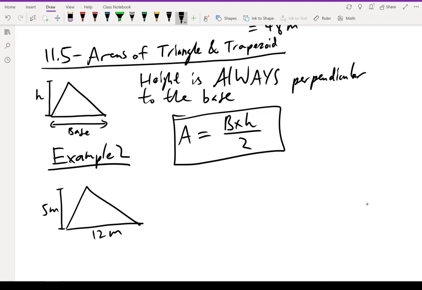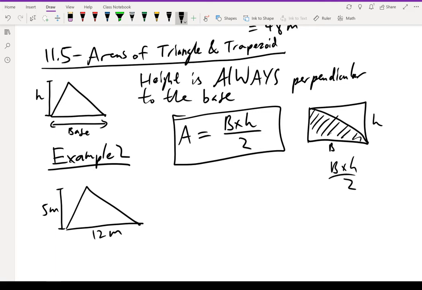If you forget what is the area of a triangle, start off with a rectangle and then draw a diagonal. And remember, the area of a rectangle is the base times the height. And since we only need half of this, all we need to do is divide it by 2. Base times height divided by 2. So that's the area of a triangle.